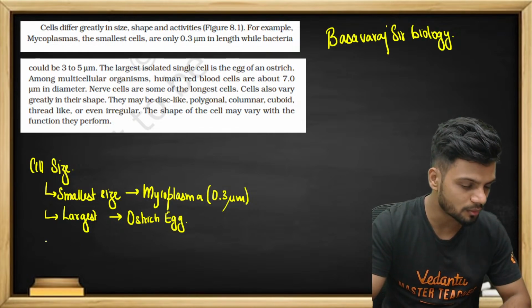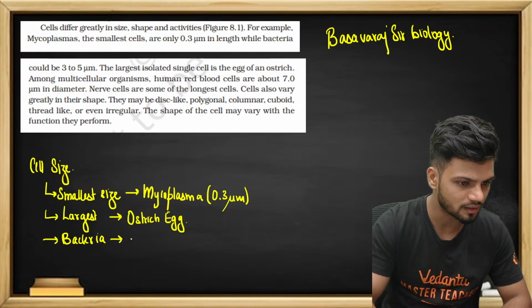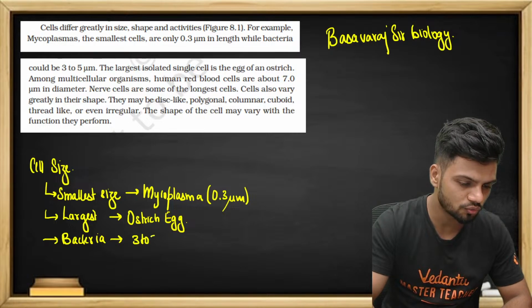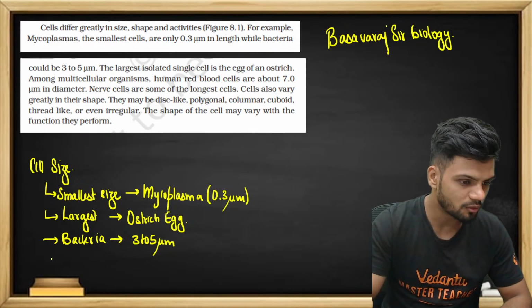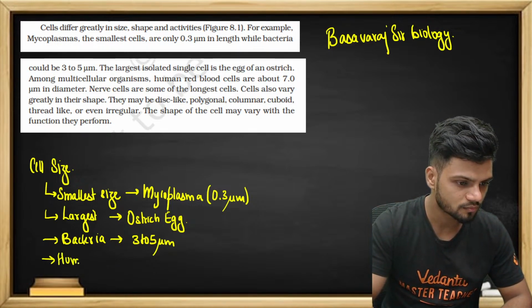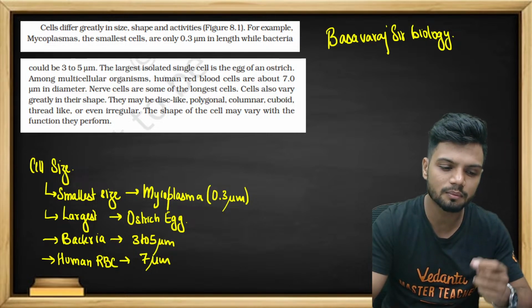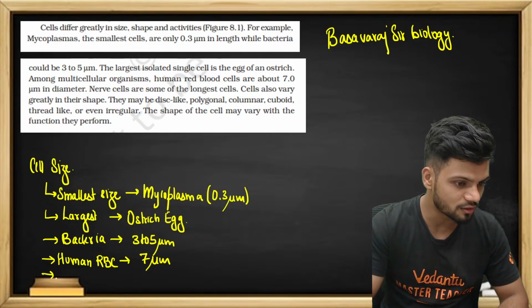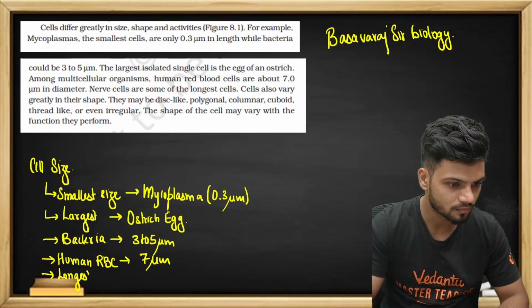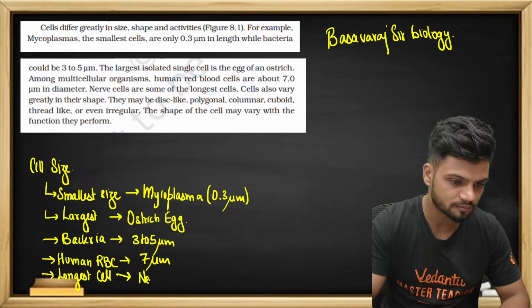Okay. Now tell me, what about a simple bacteria? What is the size of a bacteria? The size of bacteria is between 3 to 5 micrometer. Now what about the human RBC? Human red blood cell is around 7 micrometer, a little bit bigger than bacteria. That's why bacteria can enter into the human RBC. The last one is the longest cell. See, not largest, longest cell. The longest cell is basically the nerve cell.